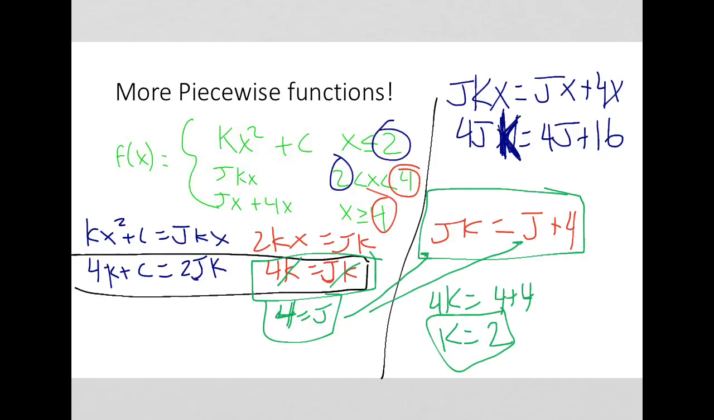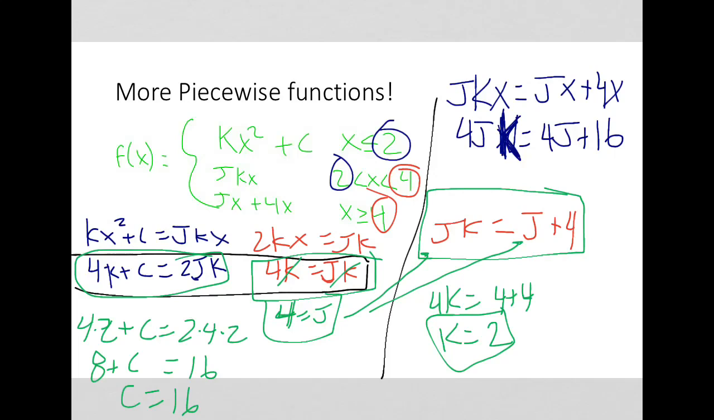So we've got j, we've got k, we just need to find c. So plug j and k back into the other function over here. 4 times k is 2, plus c equals 2 times j is 4 times k is 2. So on the right side there, 2 times 2 is 4 times 2 is 16 equals 4 times 2 is 8 plus c. So let's subtract 8 from both sides. We get c is equal to totally not 16, but totally is equal to 8.